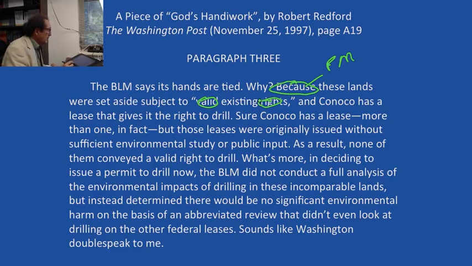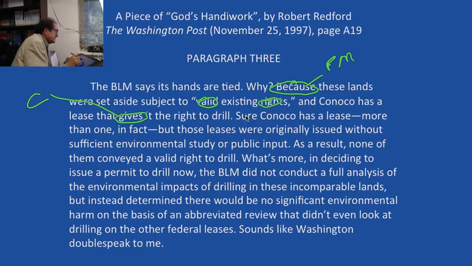And Conoco has a lease that gives it the right to drill. Now notice we've got a tricky argument marker here, gives it, because the point of that sentence is that it's the lease that explains why it has the right to drill, or justifies the claim that it does have the right to drill. So gives it is an argument marker, and in particular, it has the right to drill as the conclusion, so it's a conclusion marker.